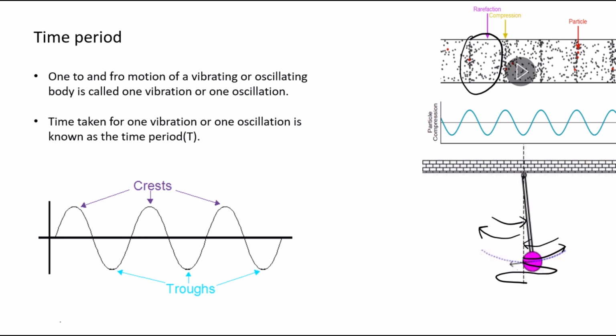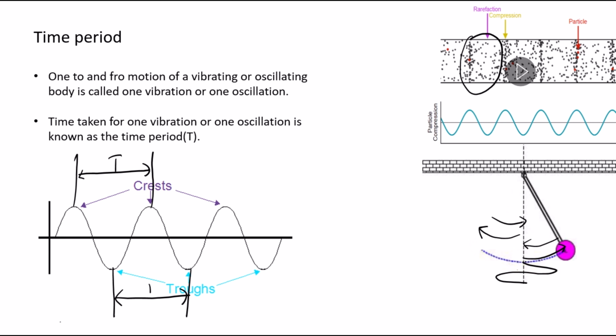You can see that the highest point in the wave is the crest and the lowest point in the wave is the trough. So we can find the time period. The time period is between two crests or between two troughs. And you can also find time period which is from the beginning to the end of a single vibration.